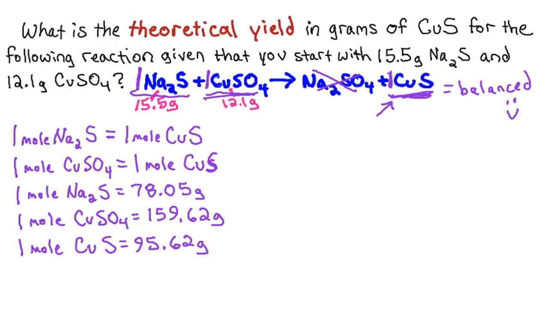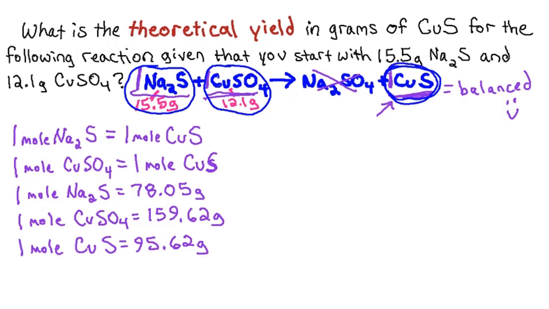We need to do a problem for the Na2S and find out how much of the CuS 15.5 grams of Na2S is going to make. And then we need to do a second problem finding out if we have 12.1 grams of CuSO4, how much of the CuS we can make.